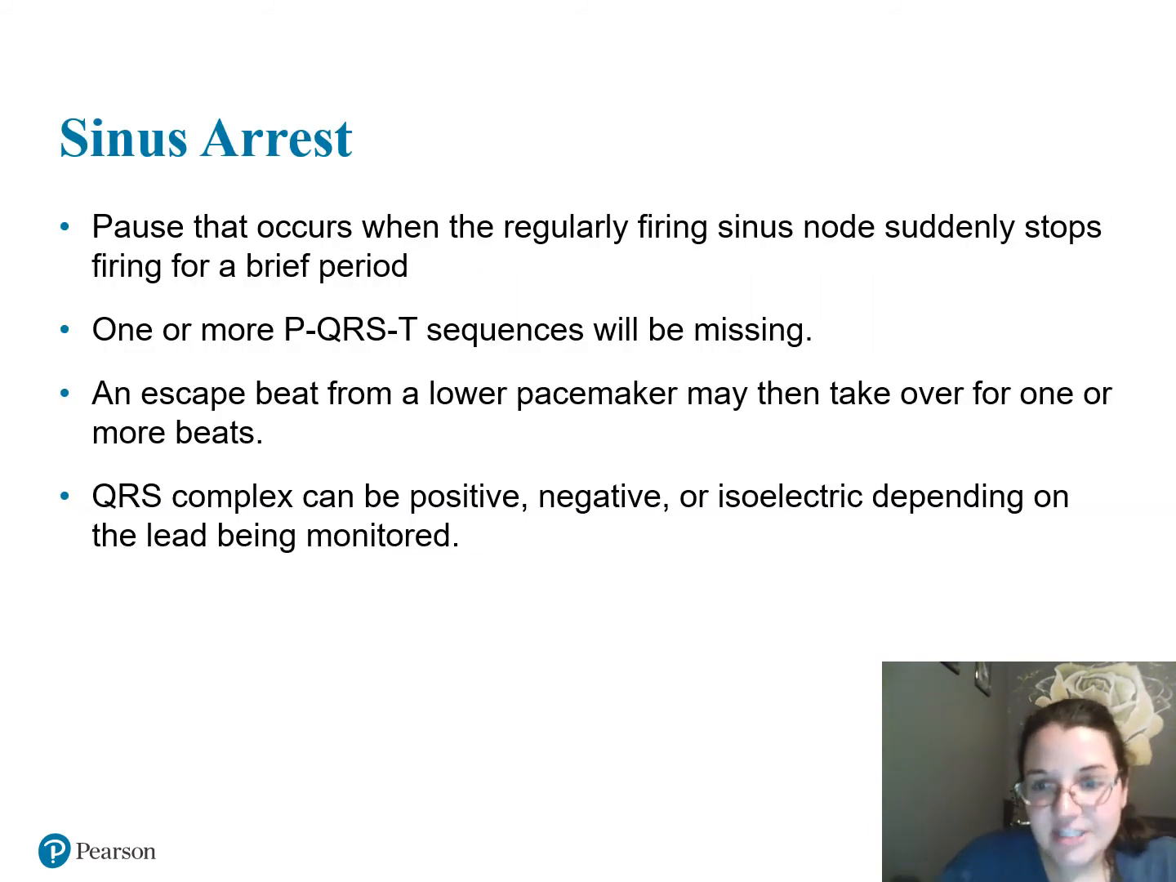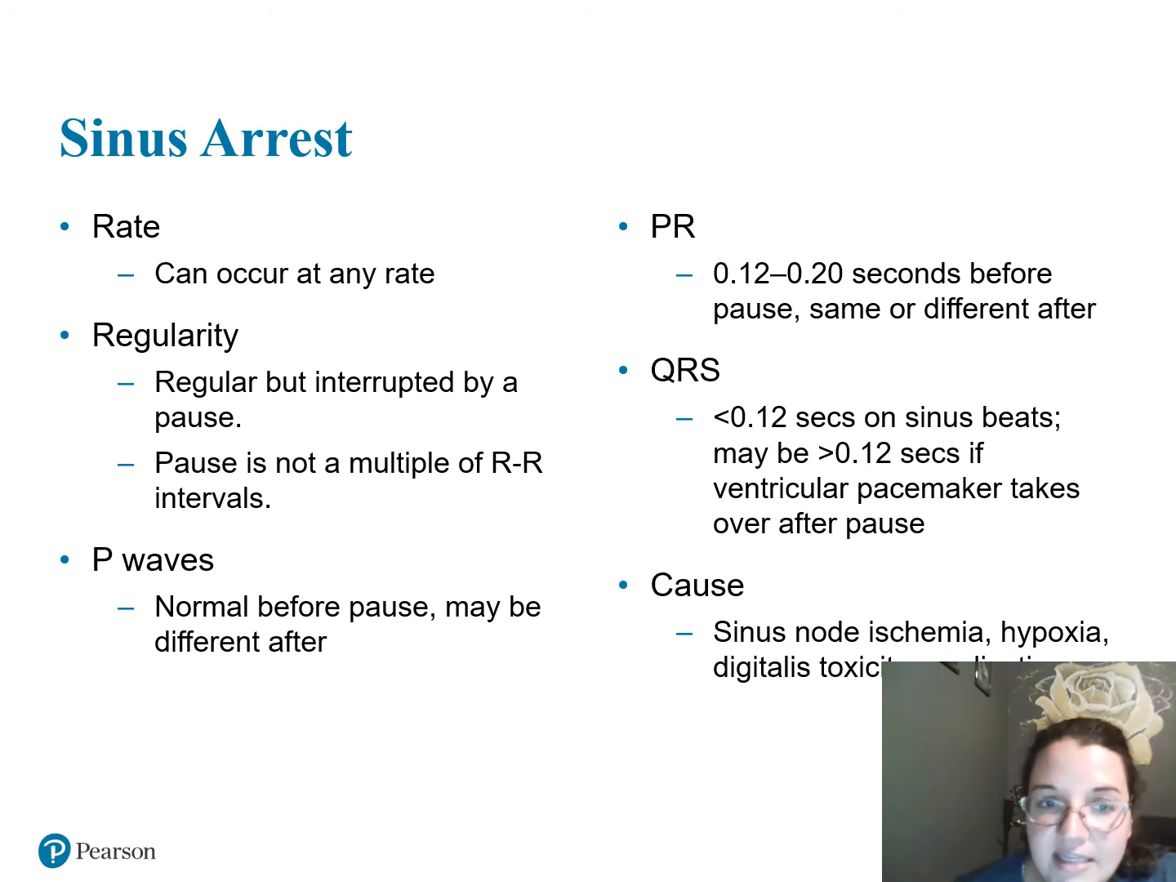All right, next rhythm, sinus arrest. This is a pause, like the one we just saw, right? This is a pause that occurs when the regularly firing sinus node suddenly stops for a brief period. One or more QRST sequences will be missing. An escape beat from a lower pacemaker may then take over. So that's why we're talking about those inherent beats in the pacemakers. Your QRS complex can be positive, negative, or isoelectric, again depending on what leads you're looking at.